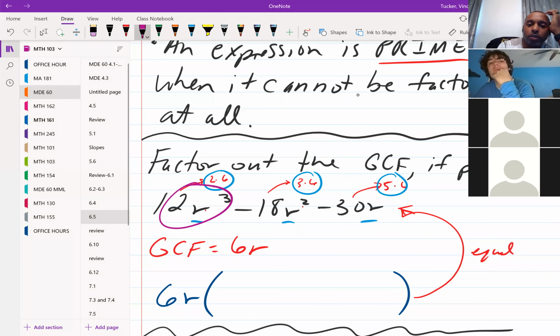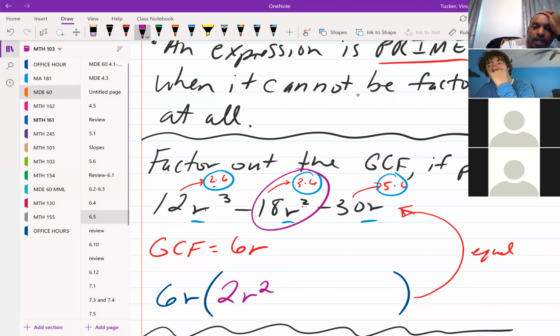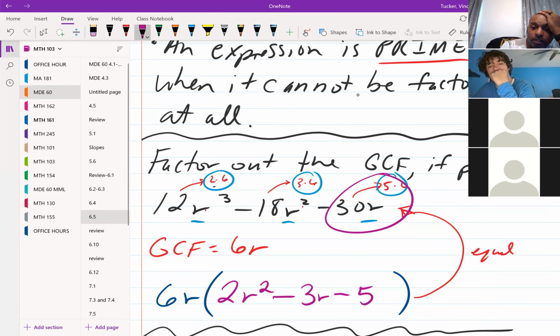So looking at this first term here, 12R cubed, if I take 6R out of it, I'm going to be left with that 2. And then I took one of the R's away, so it's 2R squared. Here, 18, take the 6 out of the 18. That's going to be 3. Take one of the R's away, that's 3R. And then here, take the 6 out of that 30. You're left with 5, and I took that R with me. So it's just 5. So that would be the result.